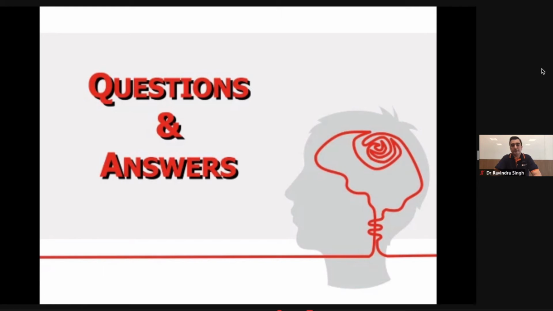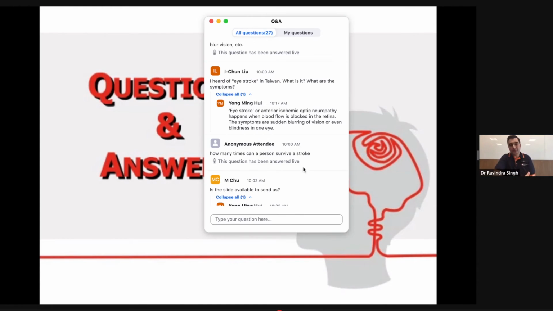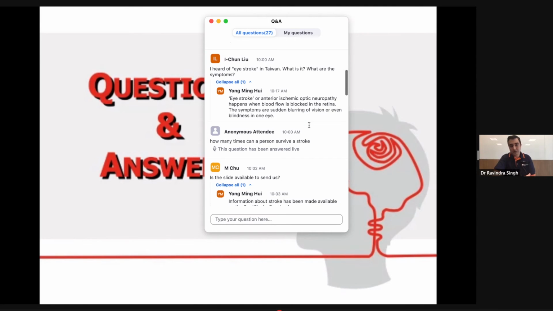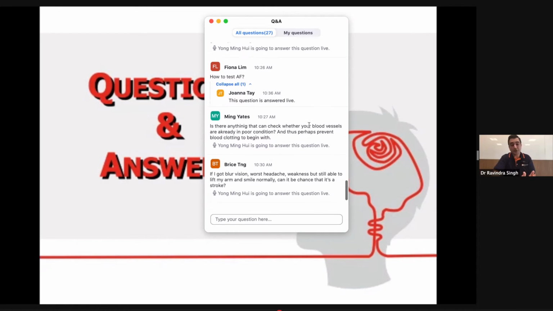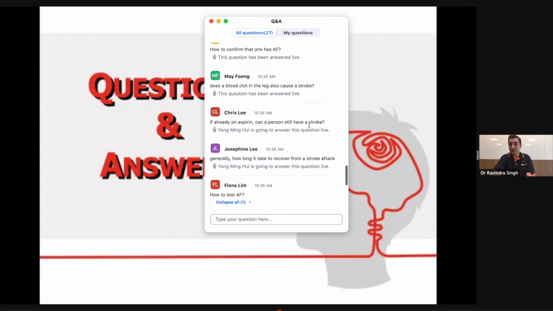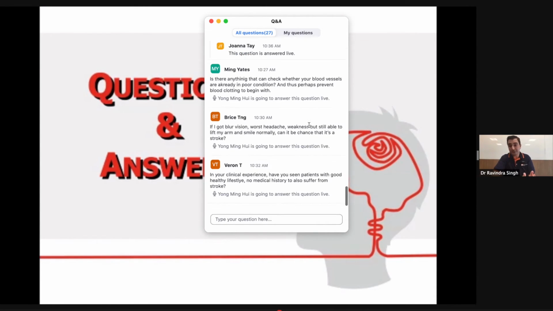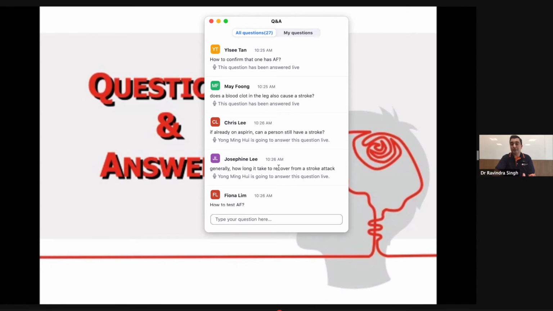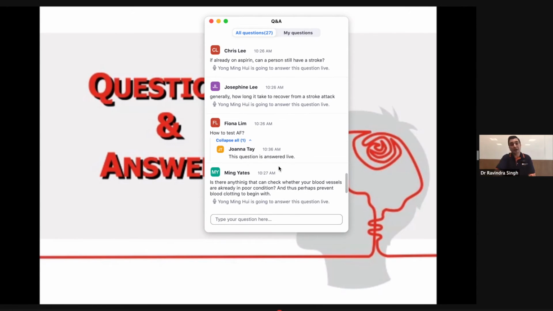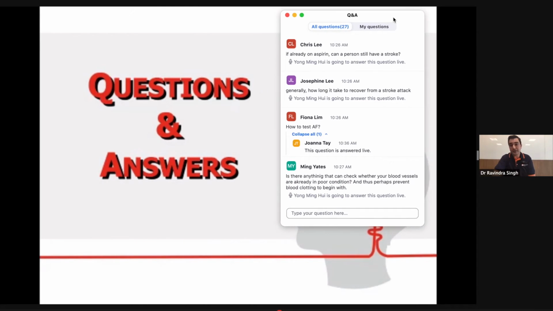Next, we have good questions. If already on aspirin, can a person still have a stroke? So any medication or any preventive therapy is not 100% control. Despite the best medical management, a patient can still have a stroke. So if you're on aspirin, it doesn't mean that you are 100% protected. That's why even if on aspirin, if you have symptoms which is FAST, then it's time to call 995 ambulance.